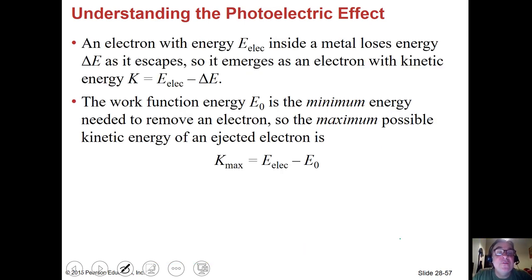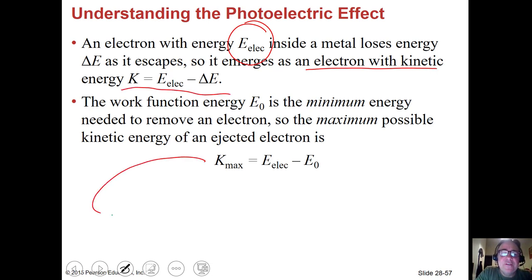Okay, so an electron with energy of this inside a metal loses energy as it escapes, so it emerges as an electron with kinetic energy equal to this value. It's probably better to look at this formula, actually. This one makes more sense. So this is the kinetic energy that the electron could possibly have. Now, when it says here energy that the electron has, where did it get the energy from? Well, it got the energy from the photon that came in. So this is the energy that the photon had, h times f.